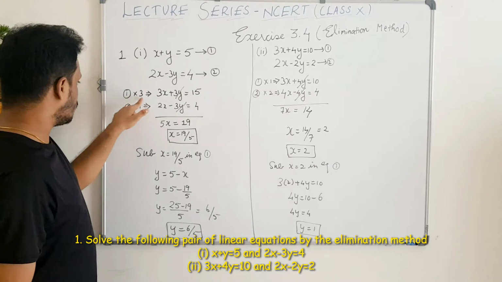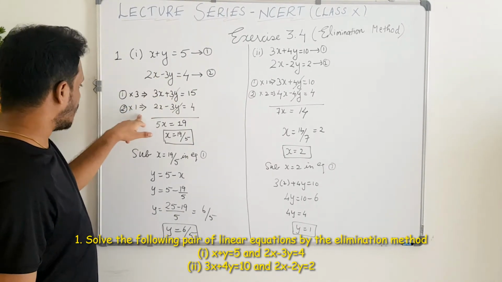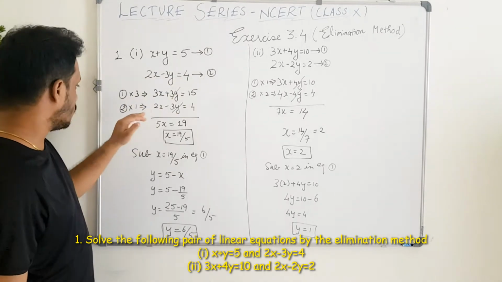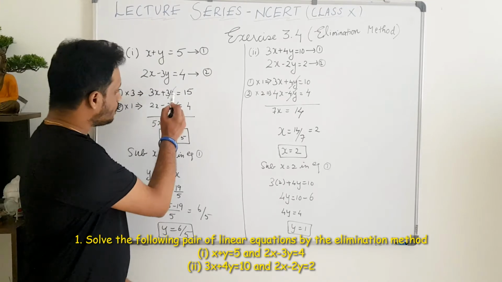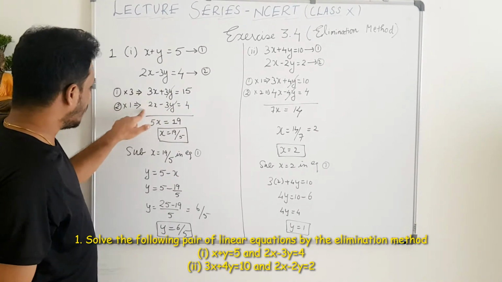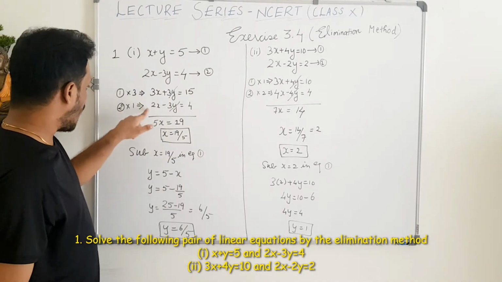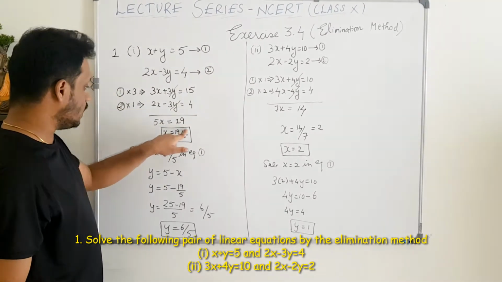So first equation into 3 will be 3x plus 3y equal to 15. Then the second equation is written as it is, that is I am multiplying it with 1, so there is no change. So 2x minus 3y equal to 4. So now I see that I get a plus 3y and minus 3y. So I cancel both of them. I will be left with only the x term and the constant term. So when I add these two, it is 5x. When I add these two, it is 19. So the value of x would be 19 by 5.